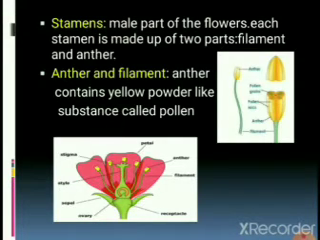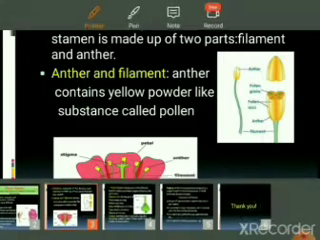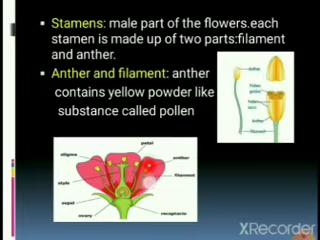This stamen consists of two parts. The yellow portion is known as the anther, and this green thread-like structure is known as the filament. So this thing is known as a stamen, which comprises two parts, that is anther and filament. So what is anther? Anther contains a yellow powdery-like structure, which is known as pollen.